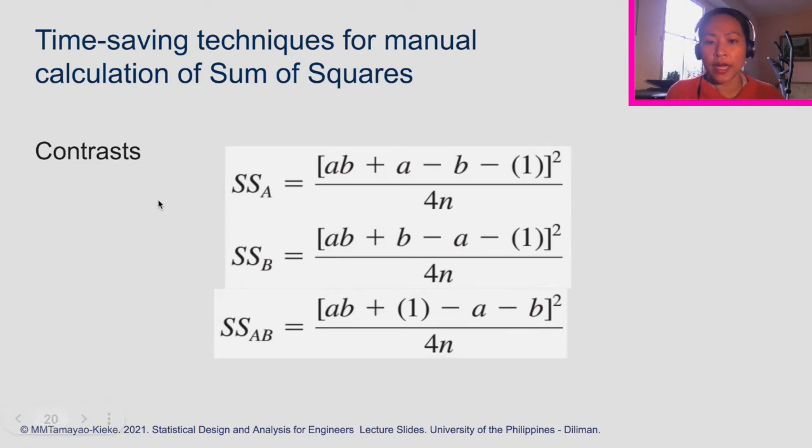And you know that sum of squares is going to be needed in the ANOVA. So, the contrasts, okay, are important, no? Contrasts are very useful in calculating sum of squares. So, sum of squares for A is just equal to this expression. Sum of squares for B is equal to this. Sum of squares of the interaction is equal to this.